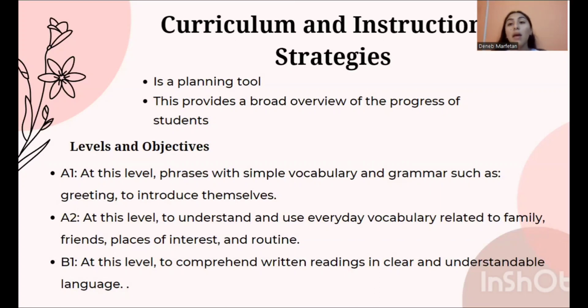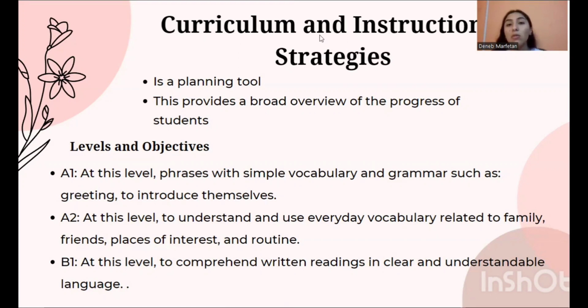The third one is B1. At this level, students are going to comprehend written readings in clear and understandable language. They can also communicate effectively about their opinions and future plans.